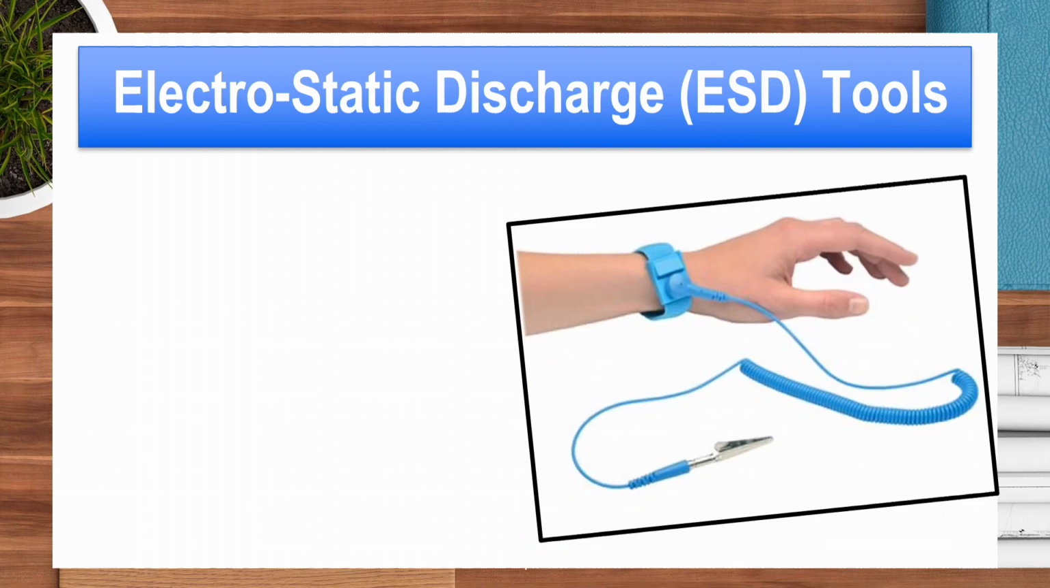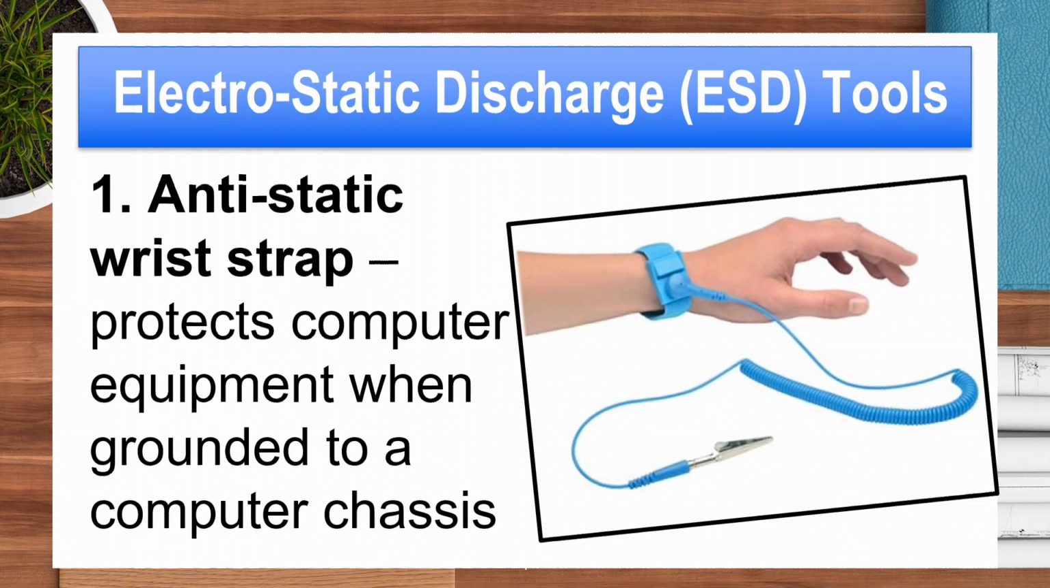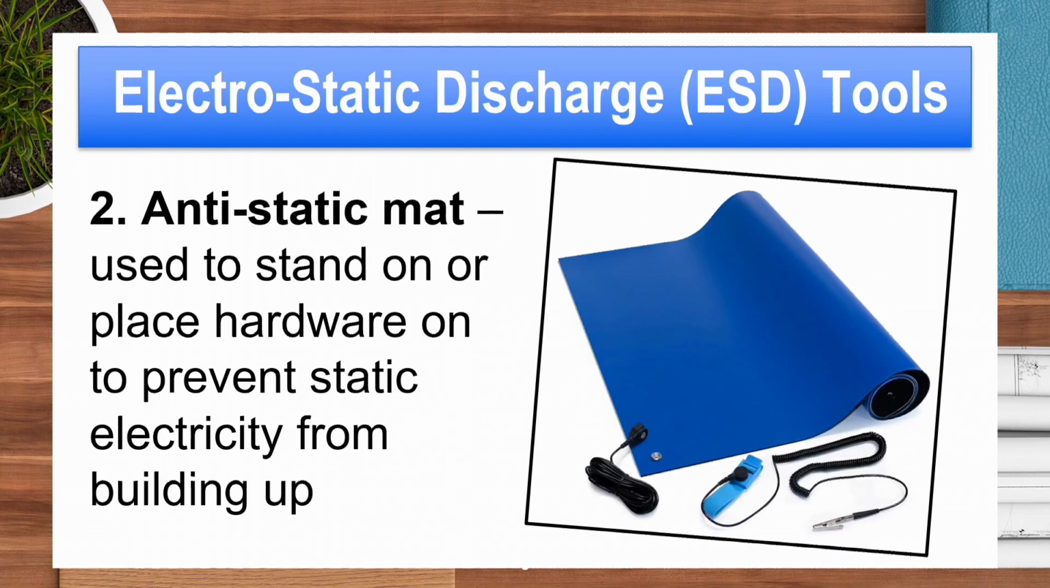Example of ESD tool. 1. Anti-static wrist-strap protects computer equipment when grounded to a computer chassis. 2. Anti-static mat used to stand on or place hardware on to prevent static electricity from building up.